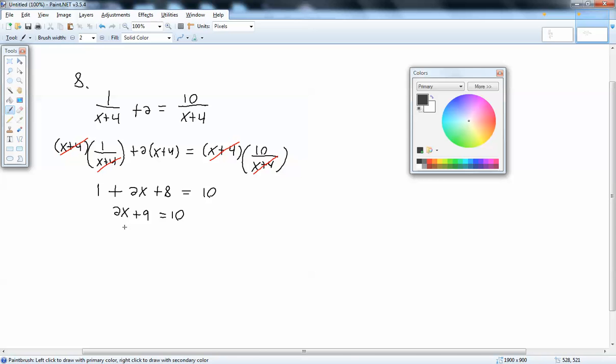Okay, third step. Get everything with an x on one side, numbers on the other. So take the 9 over. You got 2x is equal to 10 minus 9, or 2x is equal to 1, and then divide both sides by 2, and you get x is equal to 1/2, maybe. Remember, you have to semi-check it. You have to plug that back in the original problem, make sure it doesn't cause any denominator to equal 0. 1/2 plus 4, if I put in my original equation, that doesn't equal 0.